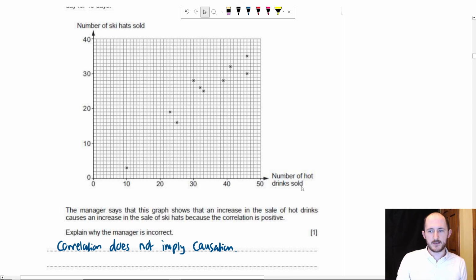Let's think about this logically, right? Does it make sense that selling more hot drinks causes more ski hats to be sold? No. What does make sense? Well, it makes sense that more people buy hot drinks when it's cold and more people buy ski hats when it's cold. Exactly. So it's not the hot drinks causing the ski hats to be sold. It's the weather, the cold weather. That makes more sense. Okay?